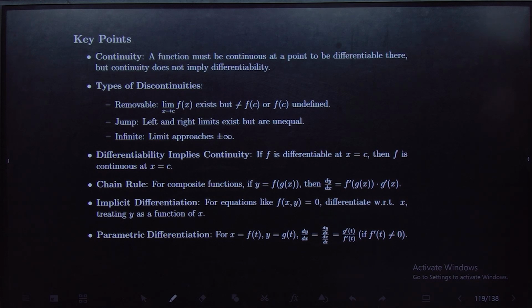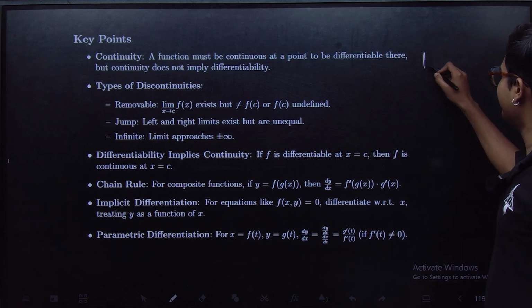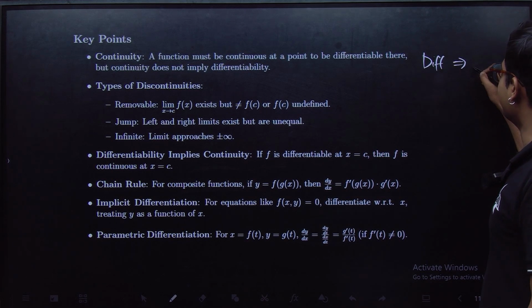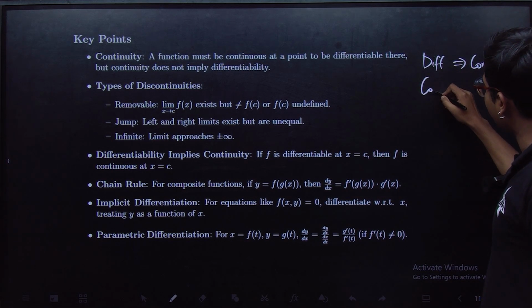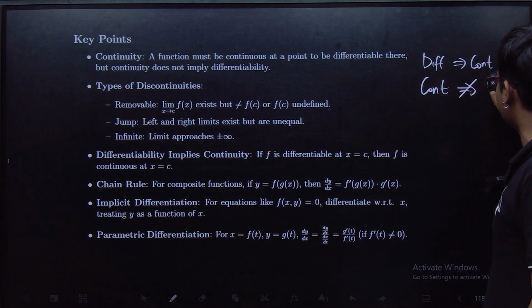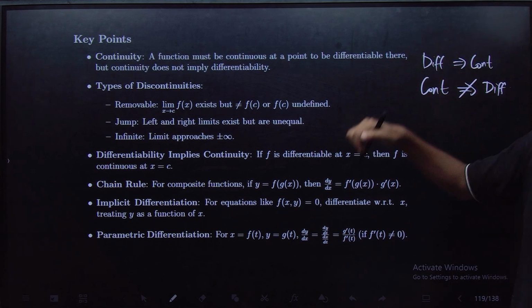Continuity: a function must be continuous at a point to be differentiable there, but continuity does not imply differentiability. Basically, differentiability implies continuity, but not the other way around. It could be continuous, but it might not be differentiable, okay? But for a function to be differentiable at a point, it needs to be continuous at that point, okay?